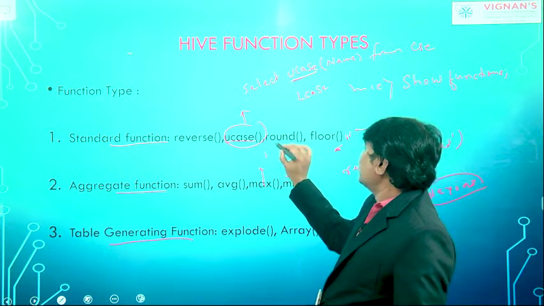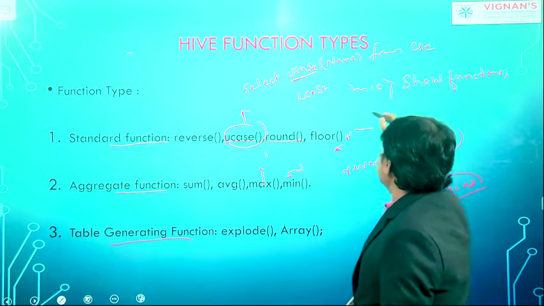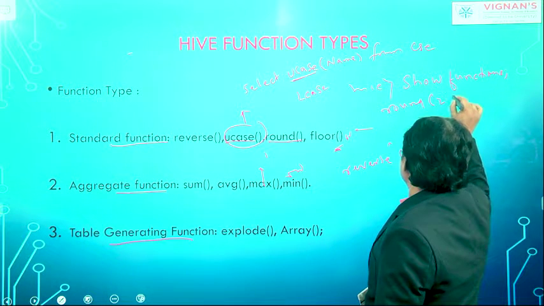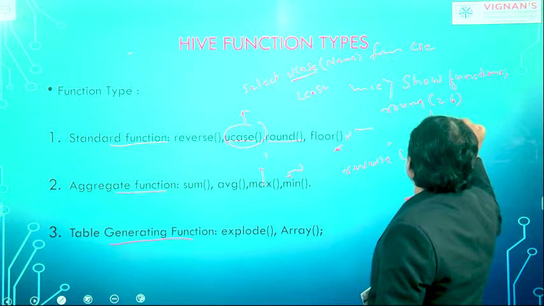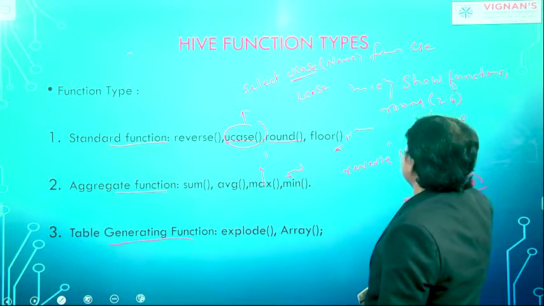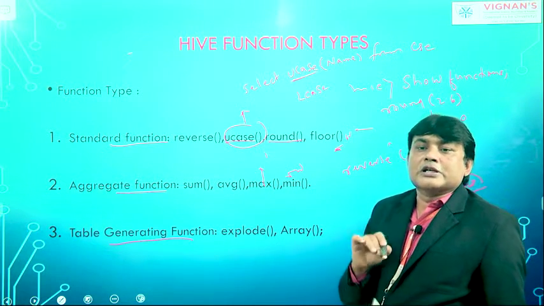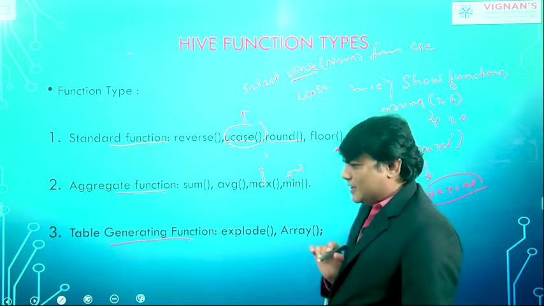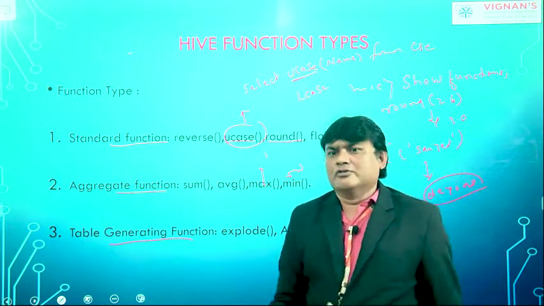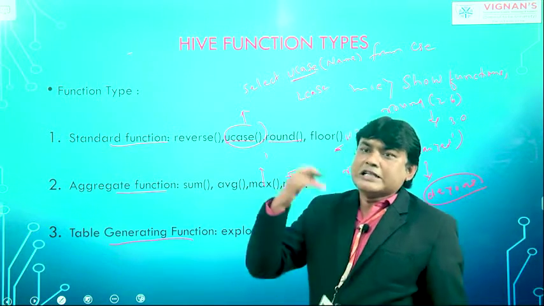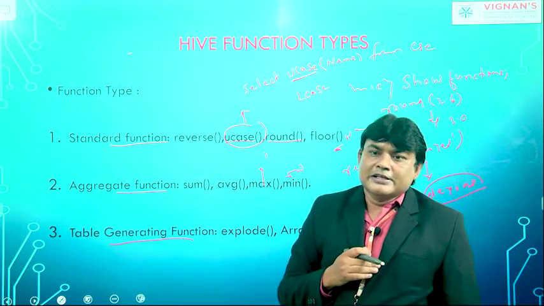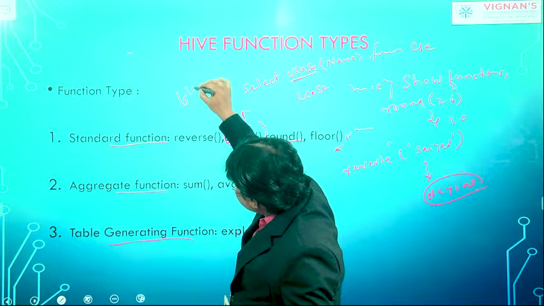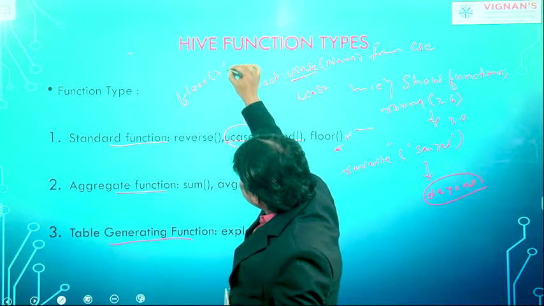Similarly, we have other functions called round functions. Suppose I write round 2.6. What is the rounded figure of this? We get 3.0. That means it produces the rounded value. Similarly, we have another function called floor. What is meant by floor? Generally floor is the downward direction, and ceiling is the upward direction. So floor means, suppose I write floor 2.6.